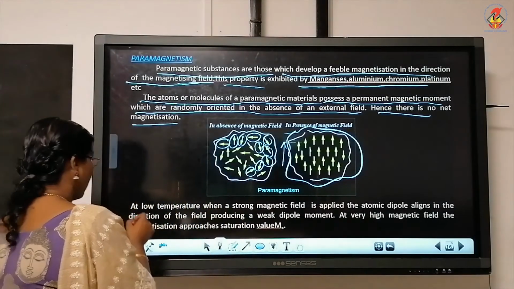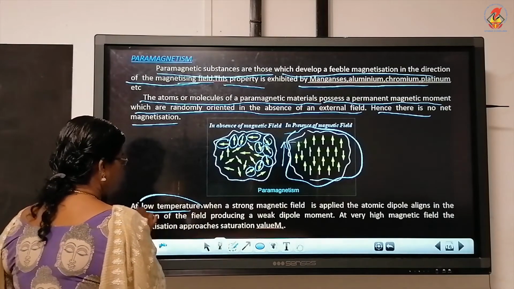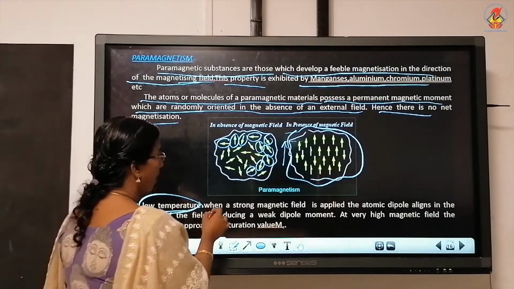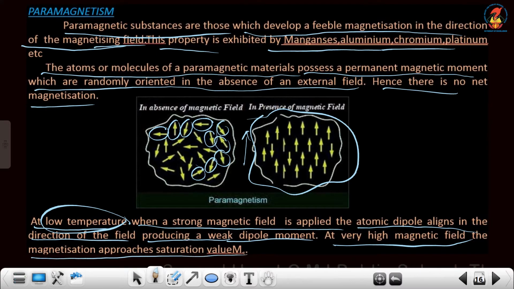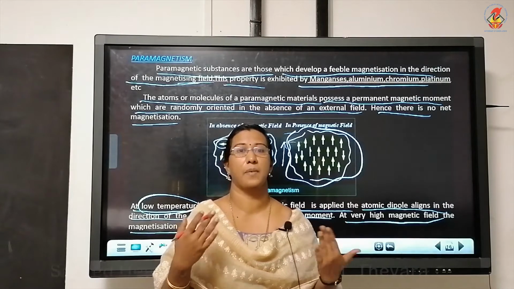At low temperature, temperature should be very low, when a very strong magnetic field is applied, the atomic dipoles align in the direction of the magnetic field, producing a net weak dipole moment. And at very high magnetic field, this magnetization approaches a saturation value, which means there is a limit to which the material can be magnetized.